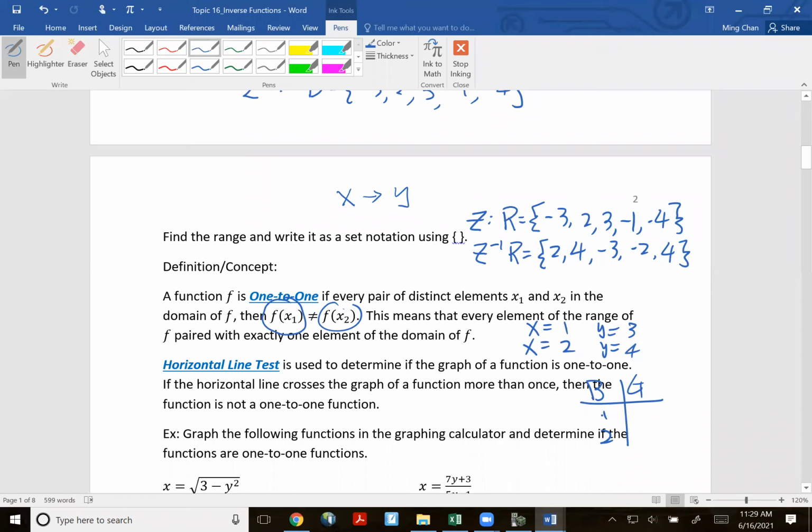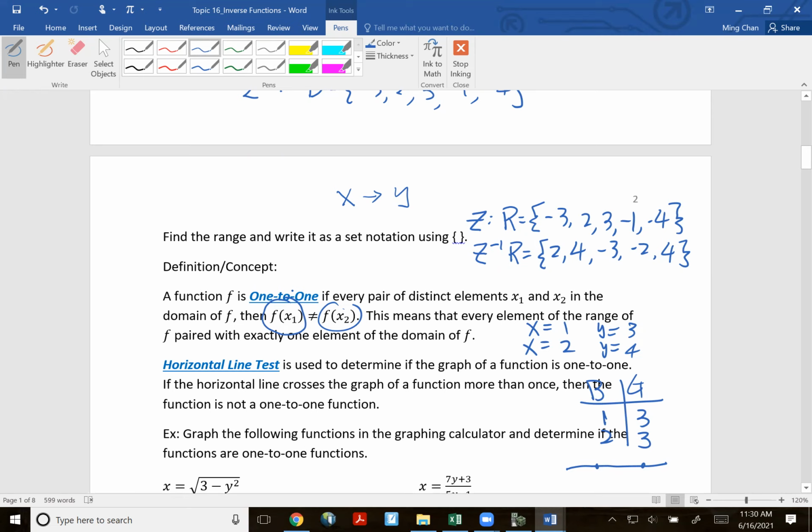What happens if I have two different x values, substitute into the function, and the y value comes out exactly the same? So if you have (1, 3) and (2, 3), if you plot them on the graph, you actually end up with a horizontal line. So if they are equal, then it's not a one-to-one function.